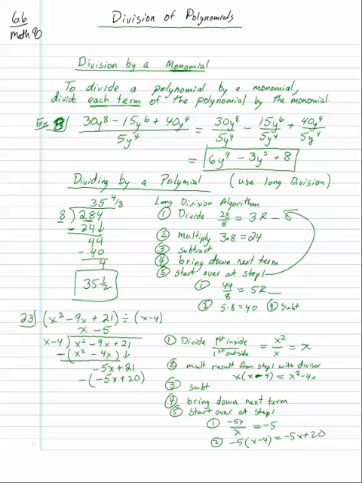I'm going to subtract. Don't forget to distribute the minus sign. So 21, negative 5x minus a minus 5x is 0. That's the whole point. You want that to cancel. 21 minus 20 is 1. And then you take that remainder and you write it as the numerator, and the divisor is your denominator. So our answer is x minus 5 plus 1 over x minus 4.